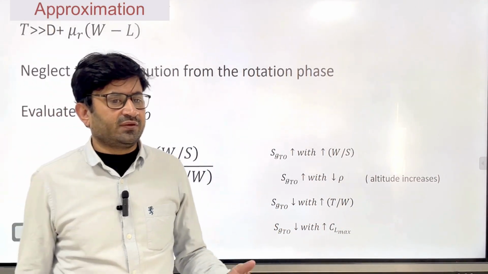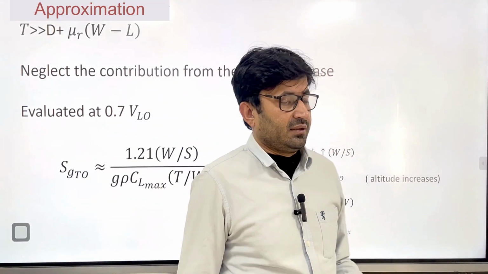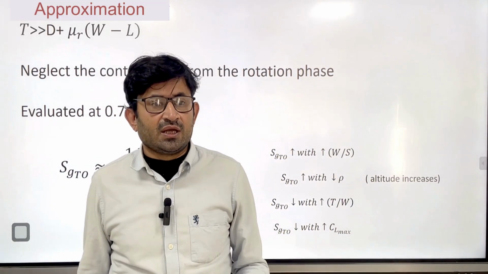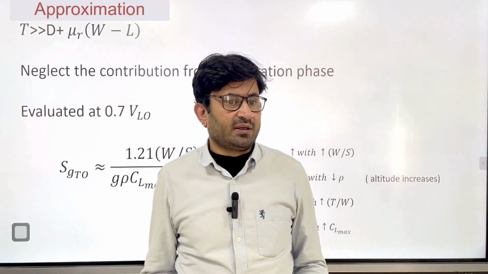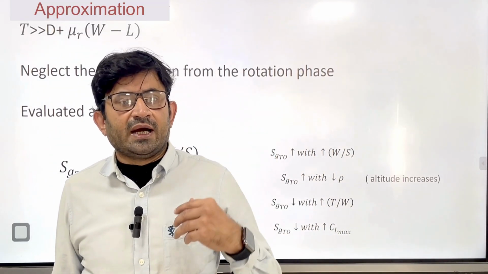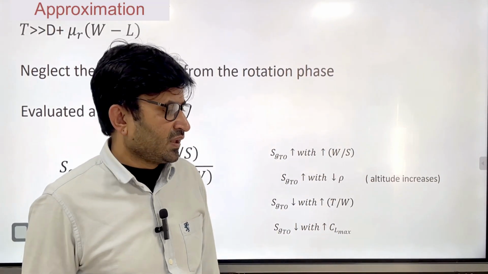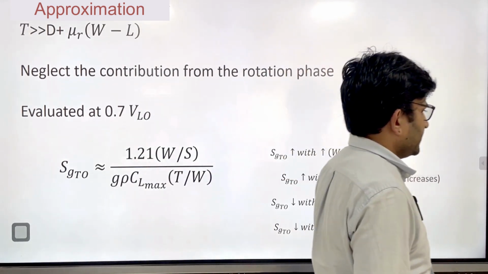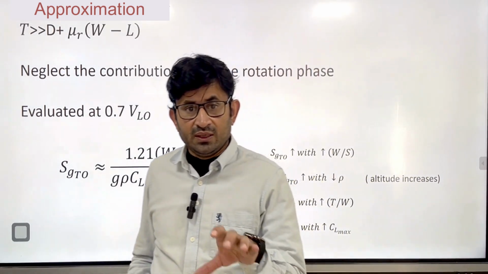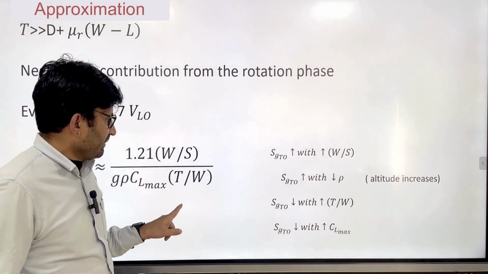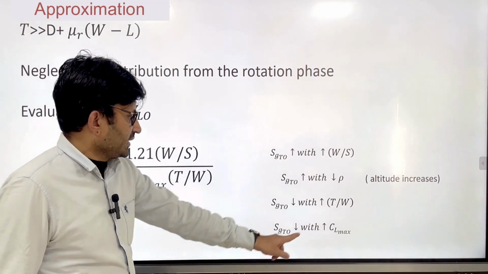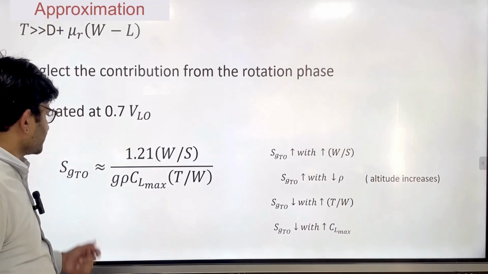For example, for any kind of aircraft, say you have a takeoff distance of 1 kilometer at mean sea level, and when you go to any high altitude region in India, for example Leh Ladakh, then the takeoff distance will increase. Here you can see the CLmax dependency. When you increase the CLmax, the takeoff distance will decrease.